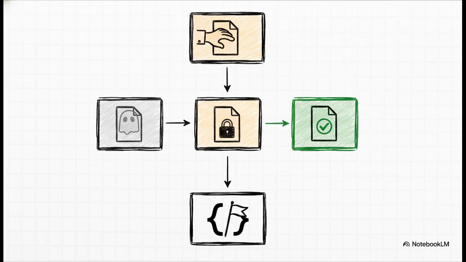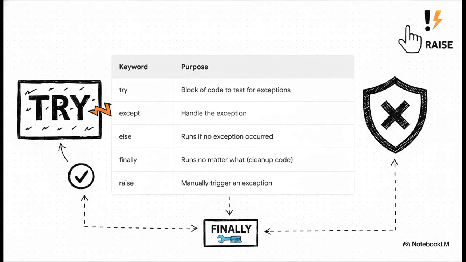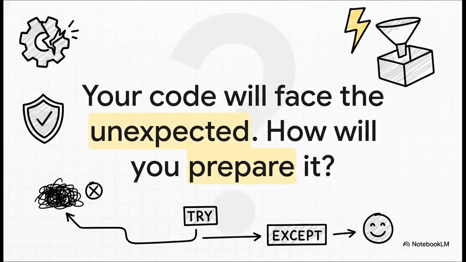It just won't crash. And just to wrap it all up, here's a quick little cheat sheet for you. Try is where you test your risky code. Except is where you handle the problem. Else is your success code. Finally is for cleanup no matter what. And raise is for when you want to create your own error. Simple as that.